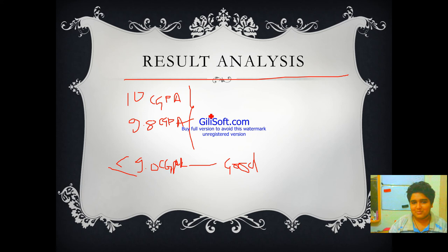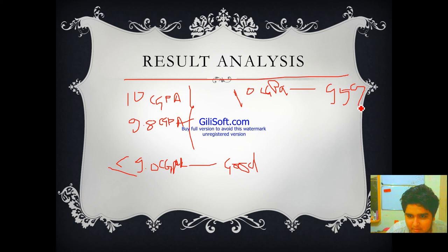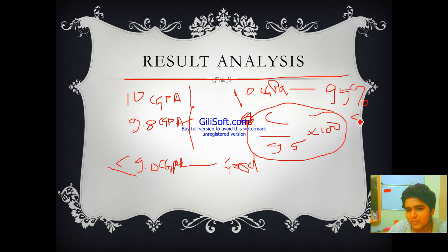So, just so that you know, 10 CGPA is equal to 95% on average. That means 95 and above is 10 CGPA. For calculation, you must know only this much: CGPA times 9.5 is your percentage. This is your formula. So from here you will get the percentage.